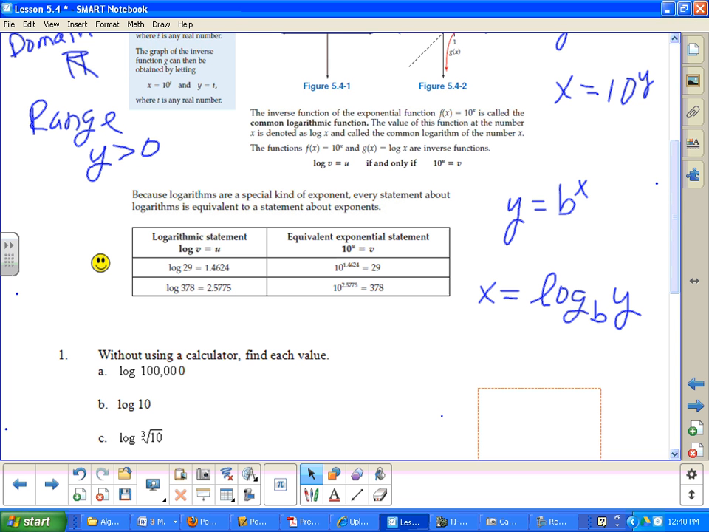So the log of 29 equals approximately 1.4624. That would be saying the same as 10 to the power of 1.4624 is approximately 29. Log of 378 is approximately 2.5775 because 10 raised to the power of 2.5775 is 378.